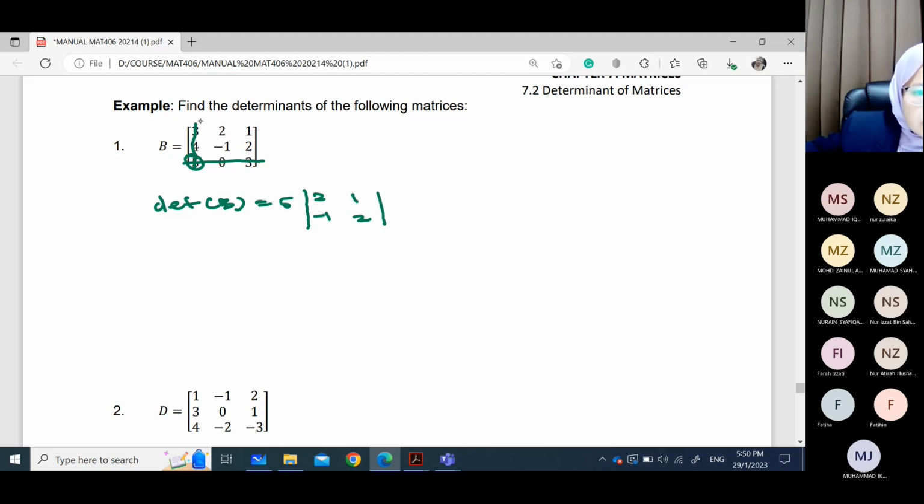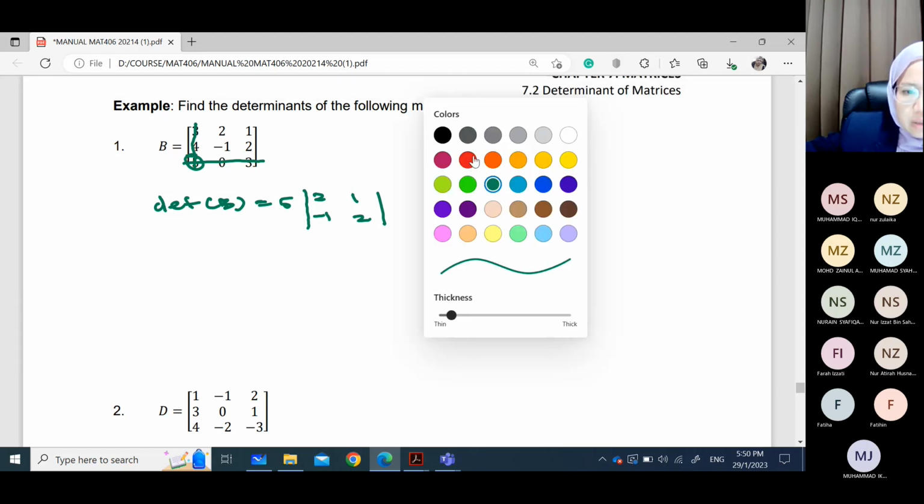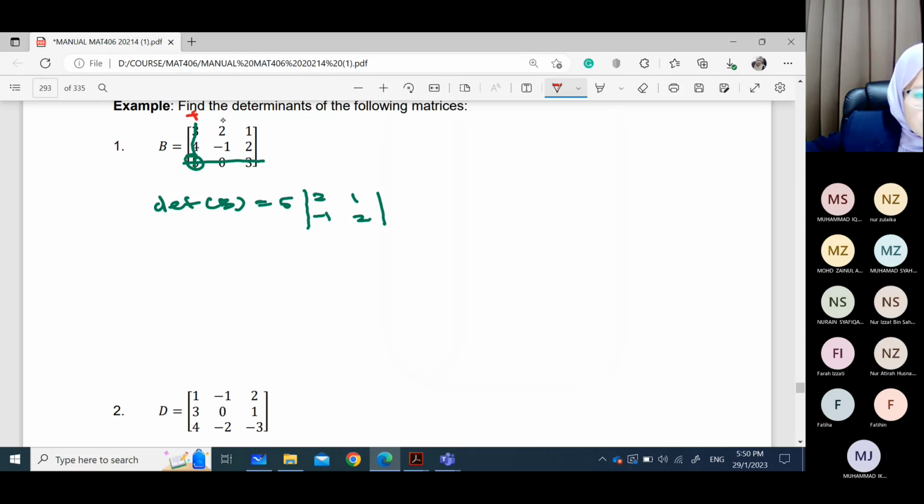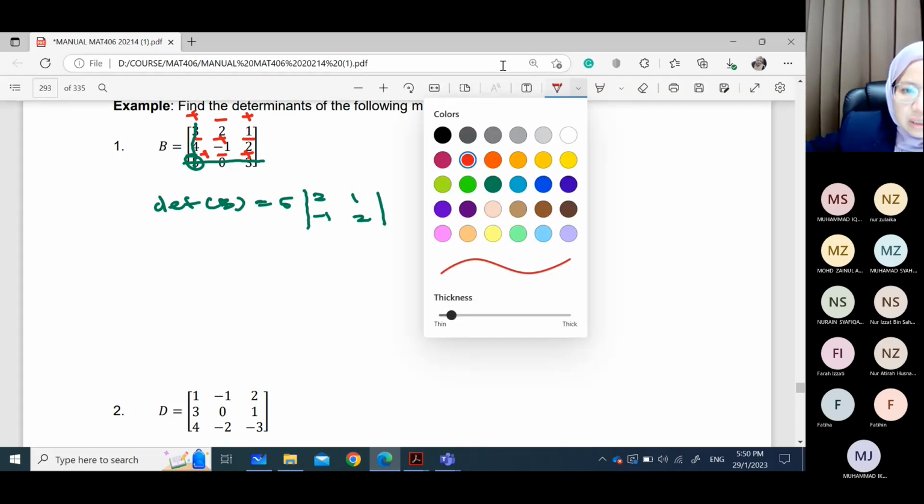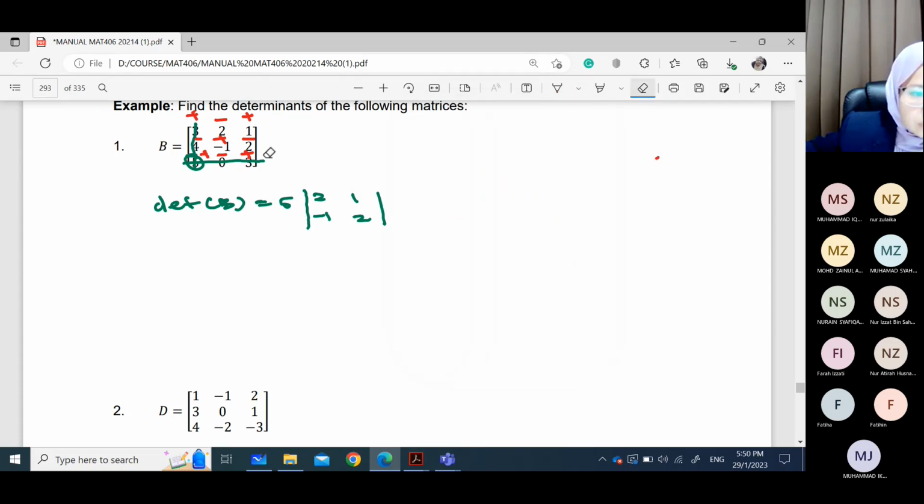Okay, alright, so dia punya sign adalah, kena ikutlah sign dia. This one, plus, minus, plus, minus, plus, minus. And this one plus, minus, plus. Ini dia punya operation lah. Okay. So second, kita ambil yang 0 tu. This one, kita padam yang ini.